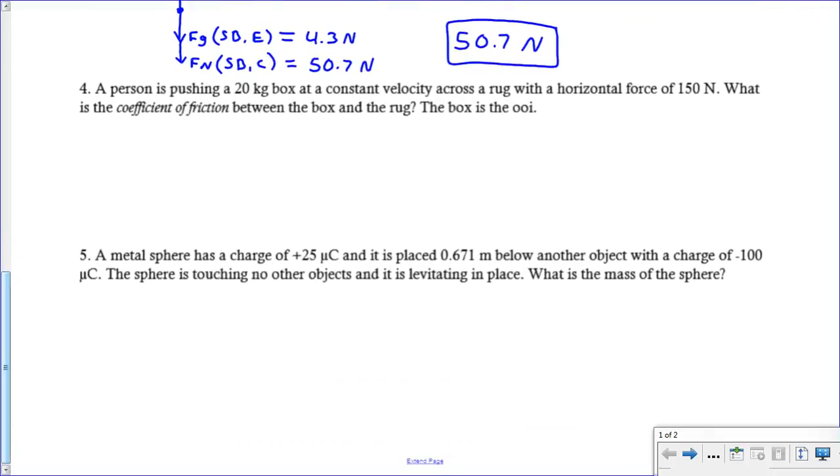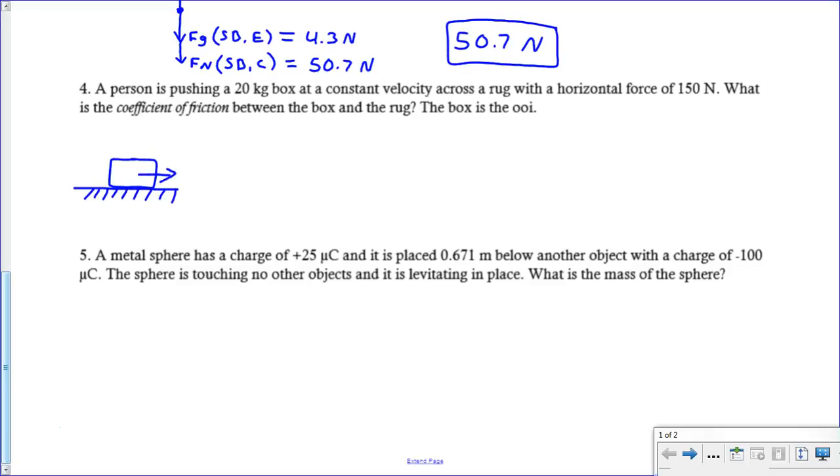Problem number 4. A person is pushing a 20-kilogram box at a constant velocity across a rug with a horizontal force of 150 newtons. What is the coefficient of friction between the box and the rug? The box is the object of interest. So on this one, this is a classic sort of problem, right? We've got a box being pushed across a rug.